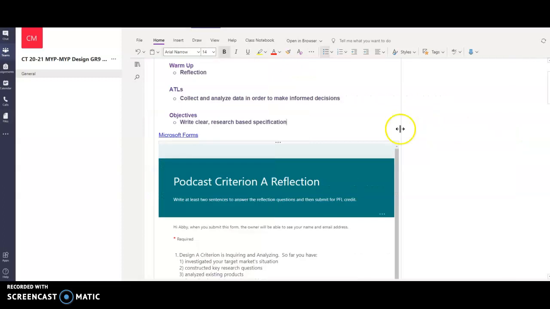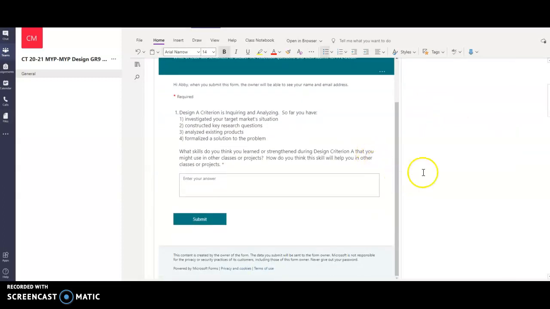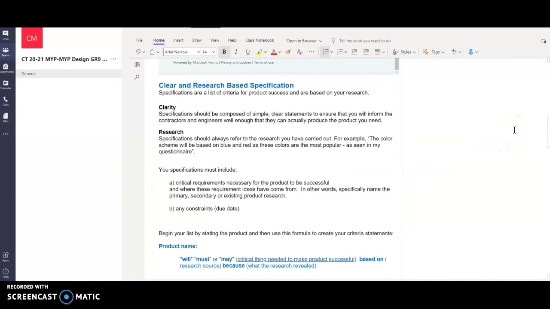Here we go. Let me scroll down so you can see what I'm seeing. Remember that when you move to your formative tab to do these tasks, you won't have all of the notes like you do here in the textbook. Some students get confused because the formative tab is kind of a worksheet, your workbook, whereas the full notes and the teacher notes are in the textbook portion under podcast, content library, B1. Okay, clear and research-based specification.